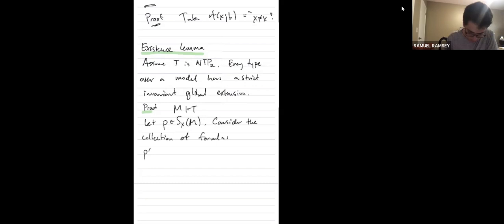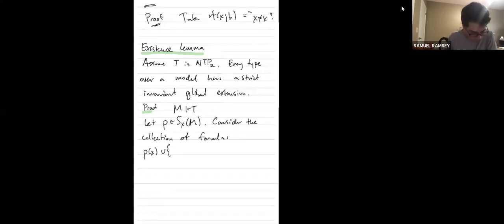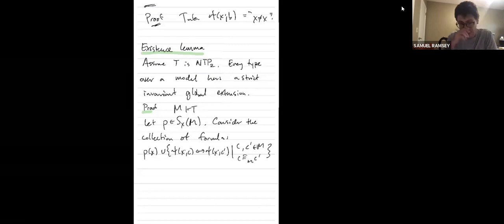which is going to be, okay, we have the type, we want to say that it's invariant. So what do you have to say that you're invariant? You say φ(x, c) if and only if φ(x, c'), as c and c' range over tuples in the monster model, which have the same type over M. So this is a collection of formulas that if you satisfy them, you'll be invariant. This is the sort of invariant schema so you have to satisfy. But then we want to be strict. So what does that mean? That means that the parameters should be non-forking independent with the realization.